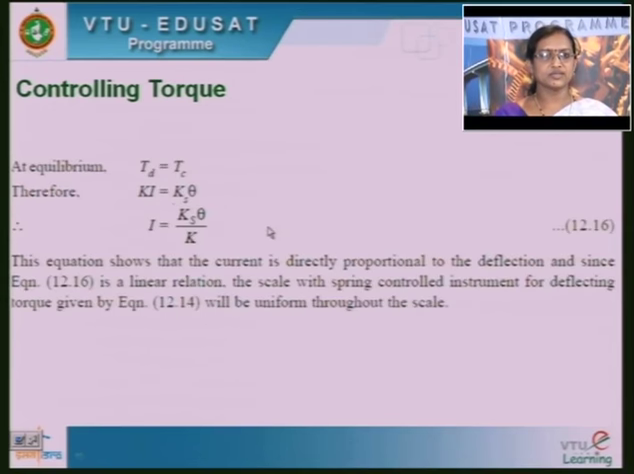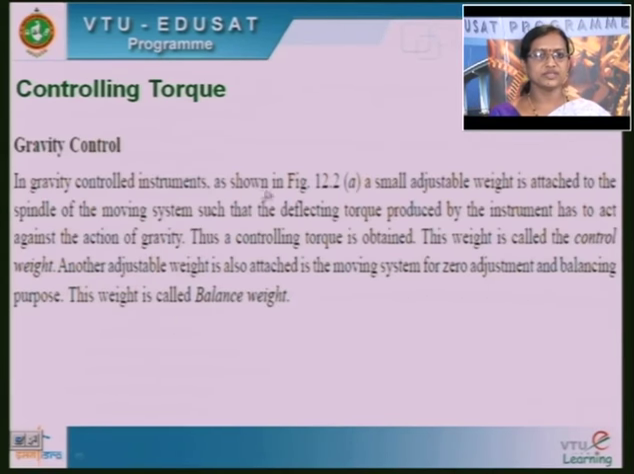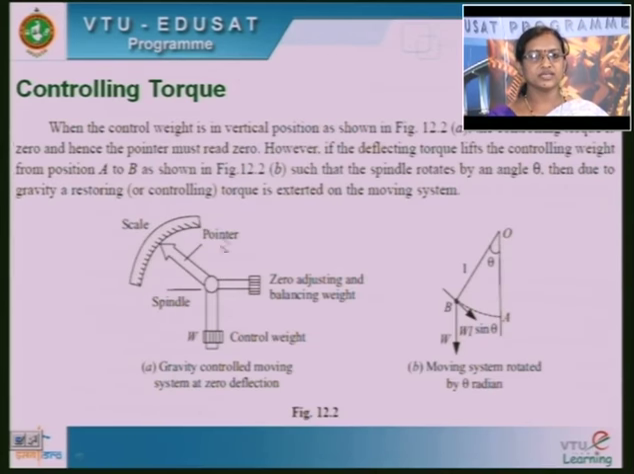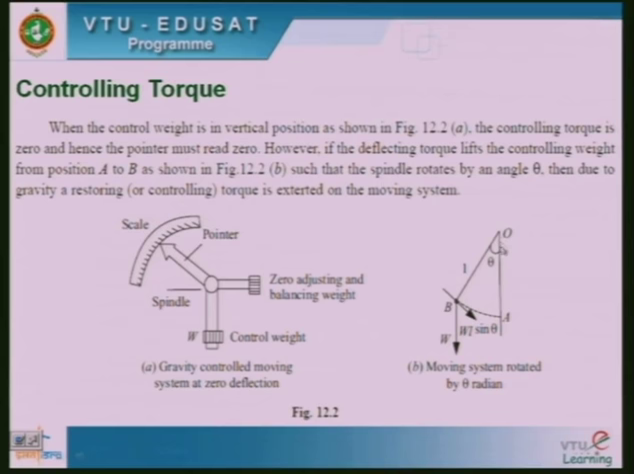So, next, this was about spring control. Now you see how exactly we provide controlling torque by using gravity control. In this case, we use a small weight, the control weight, which we put on the spindle. There is also one more weight to adjust the zero. This balances the movable part. When the control weight is vertical, the controlling torque is zero, and hence the pointer reads zero at this point.